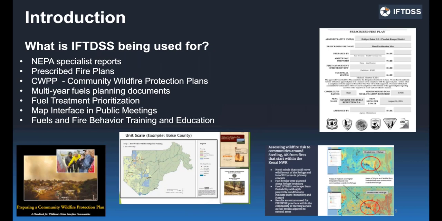So what is IFTDSS currently being used for? We've gotten feedback. We have a user advisory group. We have a forum, NEPA specialist reports, some prescribed fire planning, community wildfire protection plans, multi-year planning documents, treatment prioritization, and just the map alone with the data set that's in there, folks are using for public meetings to have an easy to use map interface without needing robust GIS. And then fuels and fire behavior training and education. We'd like to hear more if folks are using IFTDSS for things other than that. We're always curious and like to post on the landing page how it's being applied.